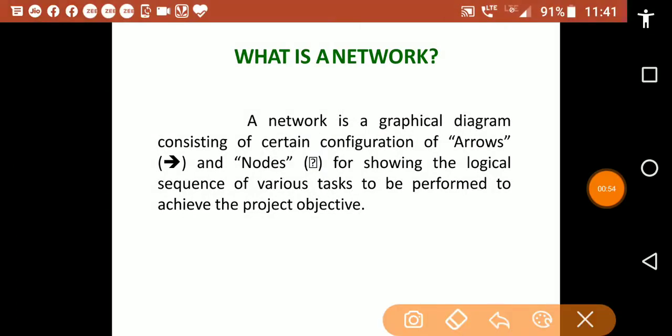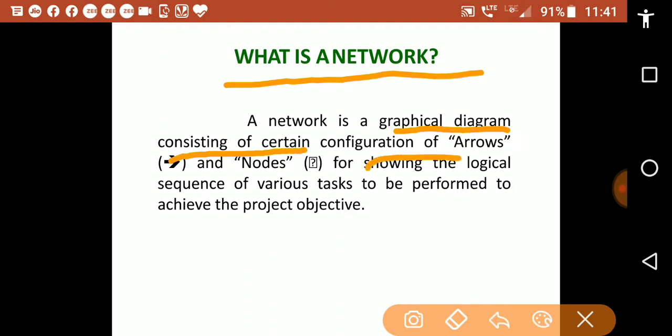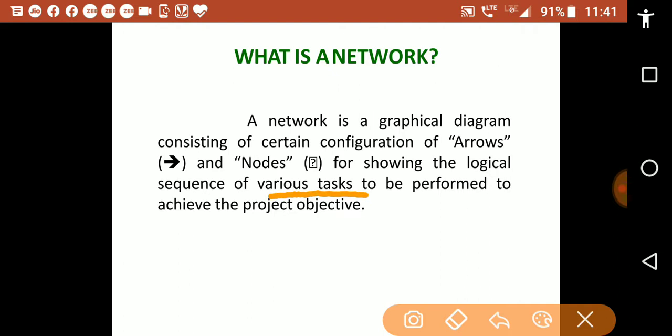Let's see what a network is. A network is a graphical diagram consisting of a certain configuration of arrows and nodes for showing the logical sequence of various tasks to be performed to achieve the project objective.